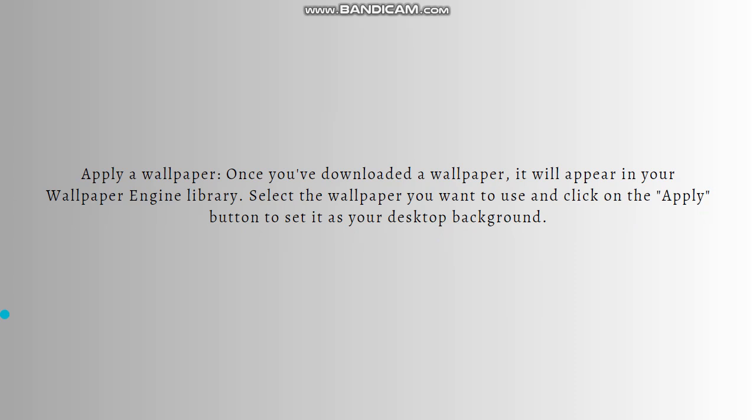Next is to apply a wallpaper. Once you have downloaded a wallpaper, it will appear in your Wallpaper Engine library. Select the wallpaper you want to use and click on the Apply button to set it as your desktop background. Remember that you can always pause this video or go back in the video in order to follow the processes at your own time.